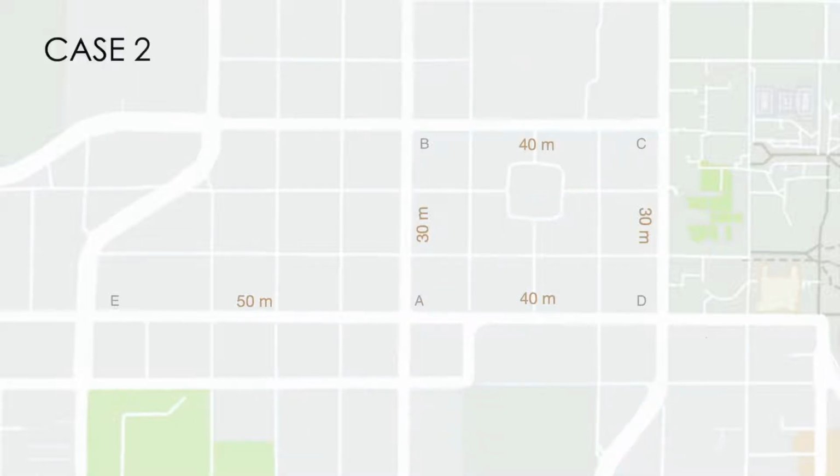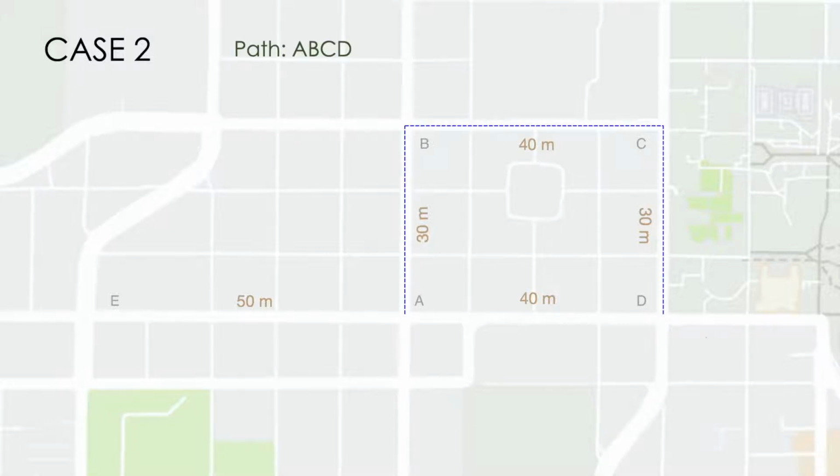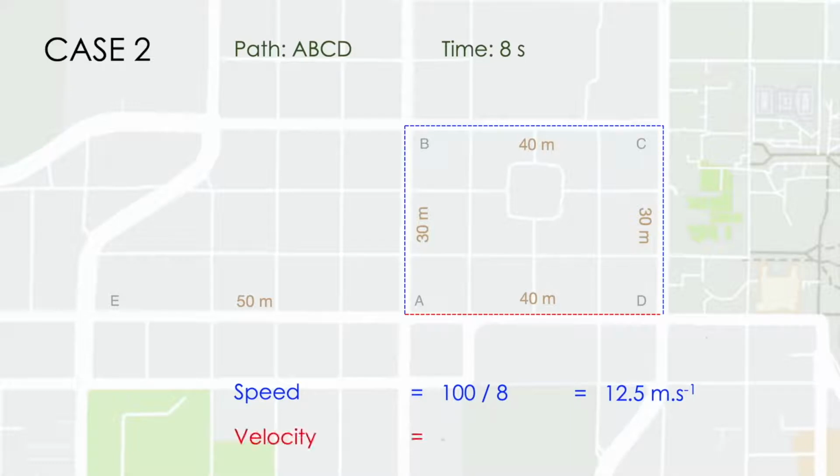In our next example, we take the path from A to B to C to D, and we cover that path in 8 seconds. So the distance is 100 meters, and therefore the speed would be equal to 12.5 meters per second. Now here the displacement is just 40 meters, and therefore the velocity would be equal to 5 meters per second. Now from both these examples, it is clear that velocity will always be lesser than or equal to speed.